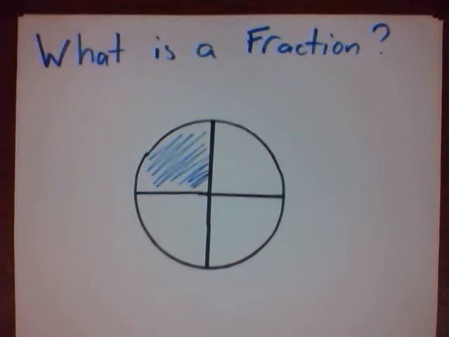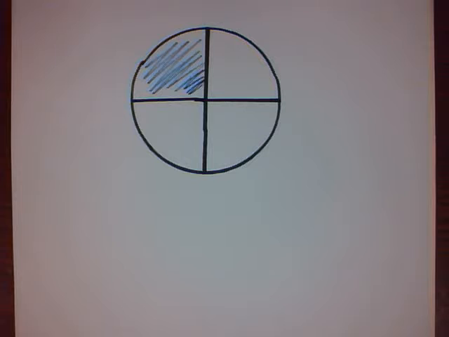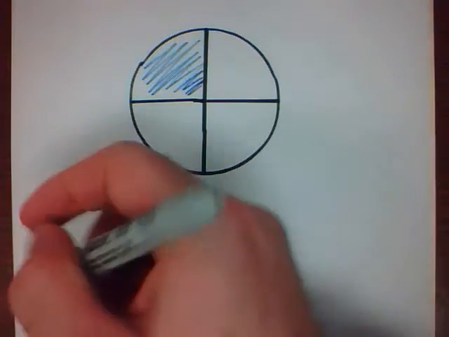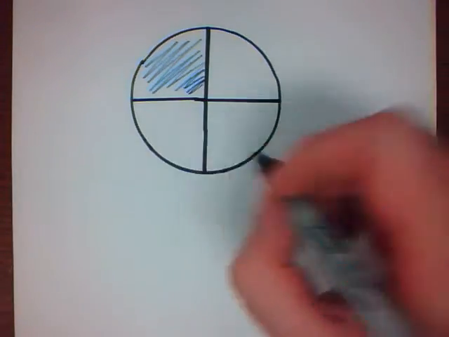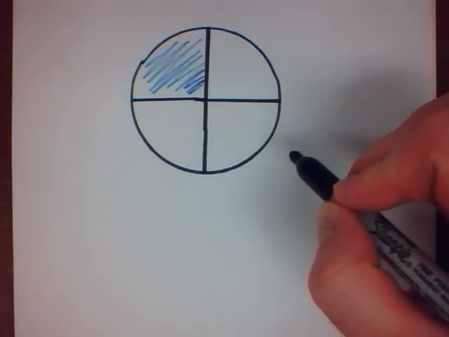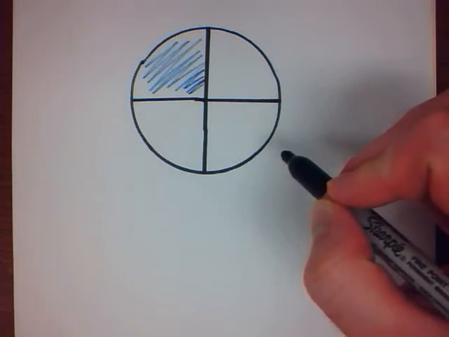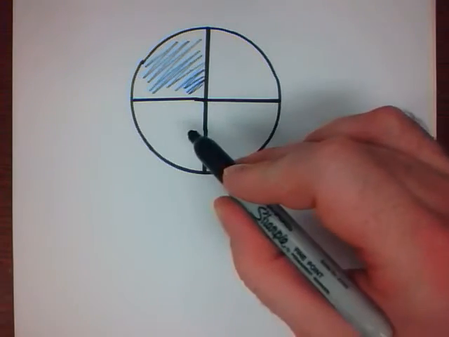Okay, so what is a fraction? I've eaten a fraction of the pie, a part of the pie, a piece of the pie. And that's what fractions describe. Parts of things. This would be the whole pie. I didn't eat the whole pie. I only ate part of it, and some of it is left.